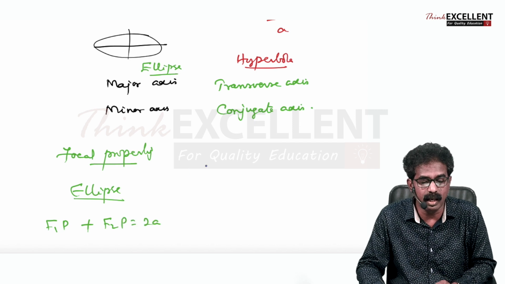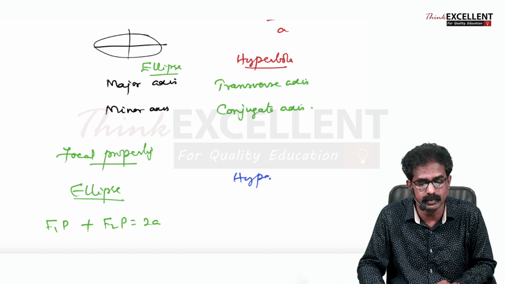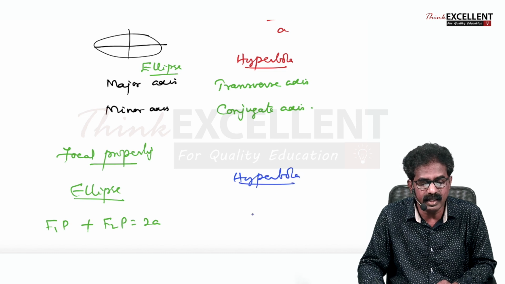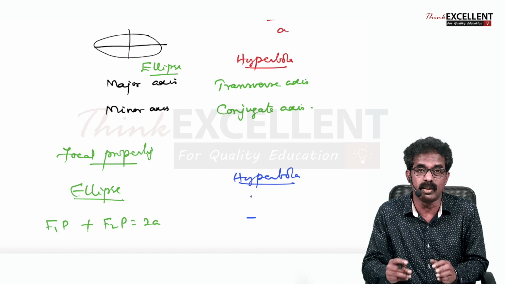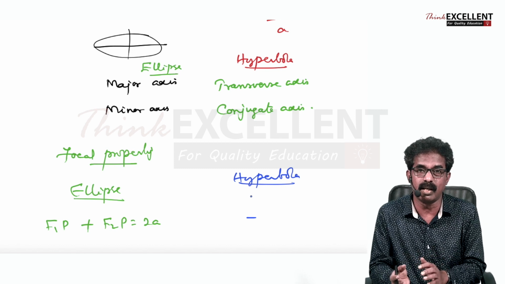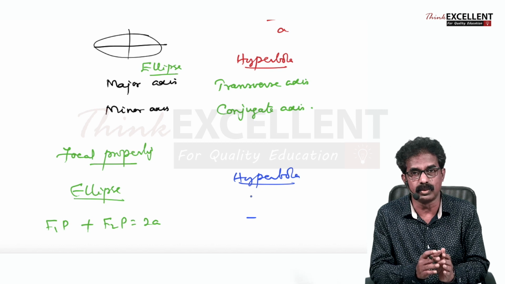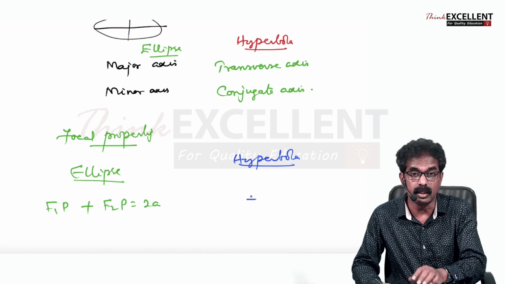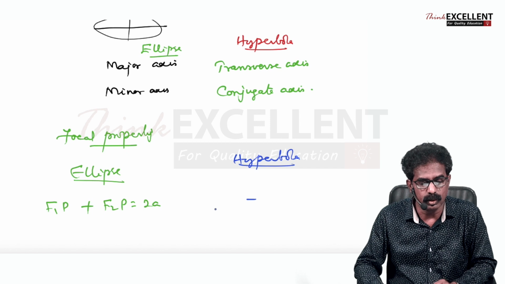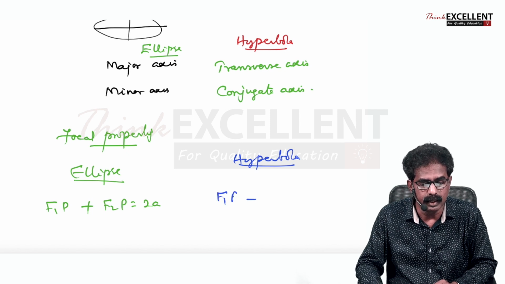But in hyperbola, the focal property is the difference of the focal distances. Difference means greater minus smaller or smaller minus greater, so we take the absolute value. Okay, so greater minus smaller. It depends on where you take P. So F1P difference.